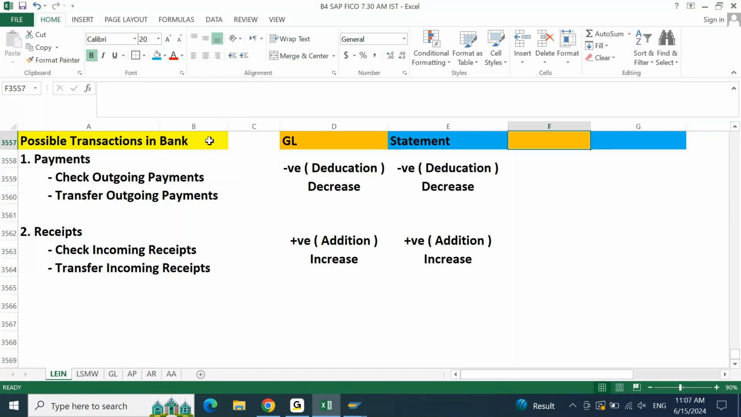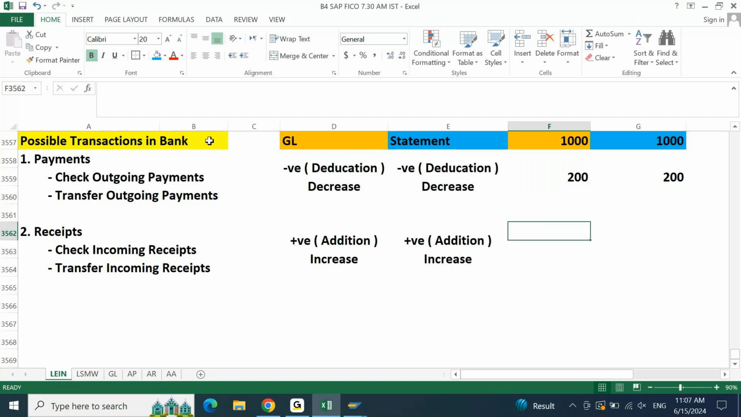Let's say in the GL, the available balance is 1000. Here also it is 1000. What I'm going to do, let's say I issue a payment, a check payment, let's say 200. Here also check payment 200, because one transaction cannot have two different amounts in the bank and in your accounting. It has to be the same transaction. 200, 200 if I put here.